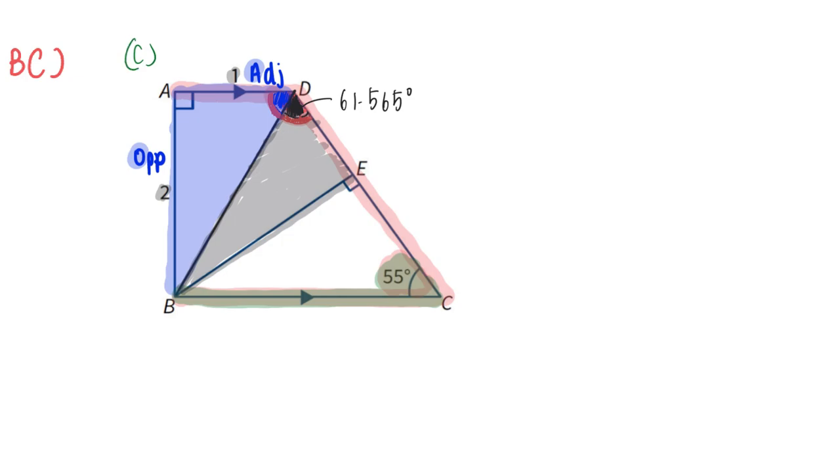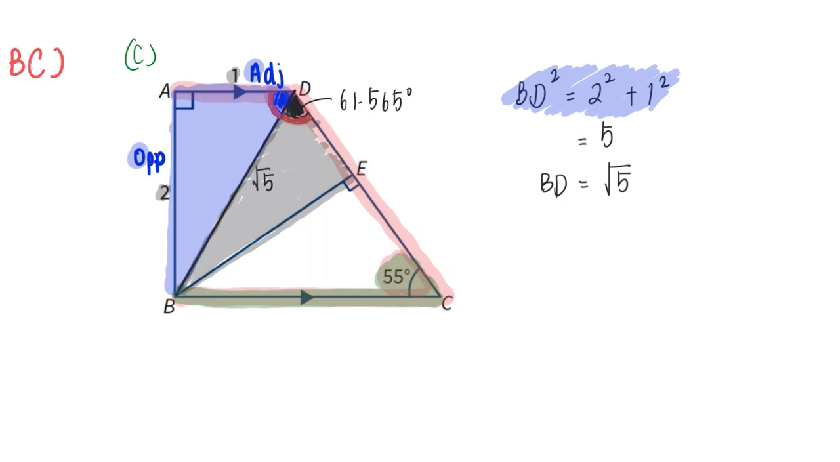Step 1 is to find the length BD. The length BD squared is equal to 2 squared plus 1 squared, where we are looking at the blue triangle. This is by Pythagoras theorem. So this gives me 5, and my BD is simply the square root of 5. I leave it as such because this is the most accurate and this is part of the working.